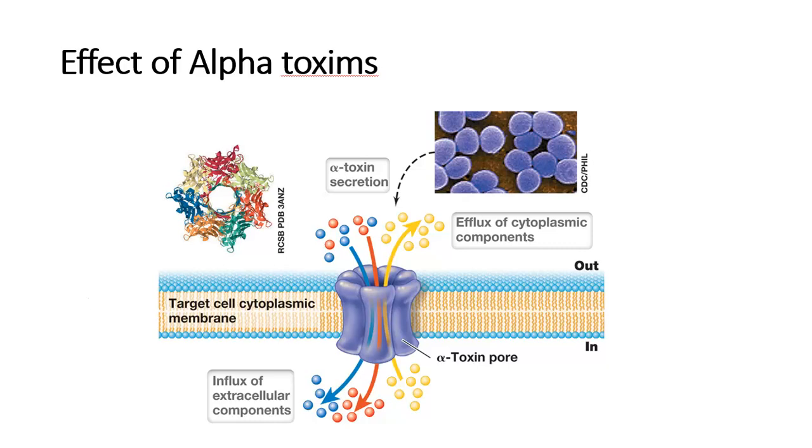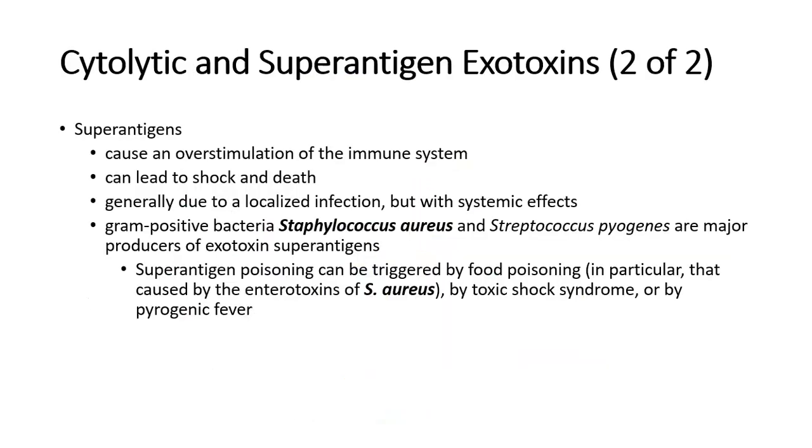and it can just start lysing cells. All right, then we have what's called superantigens, and these can cause the immune system to be overstimulated, and this is really what causes problems. It will cause the patient to go into shock and die. Generally, it's due to a localized infection, but the systemic effects from these organisms.